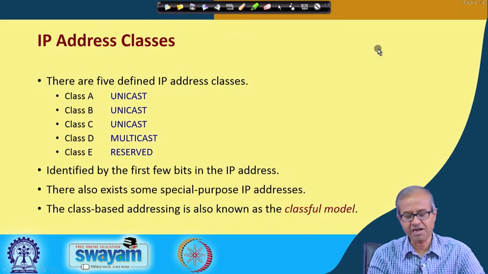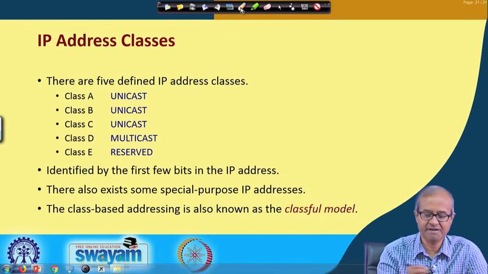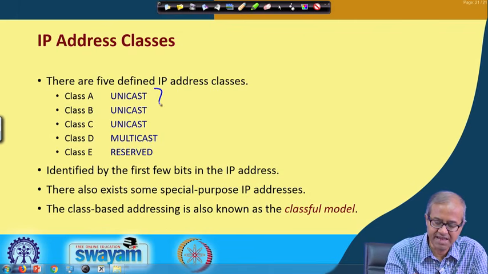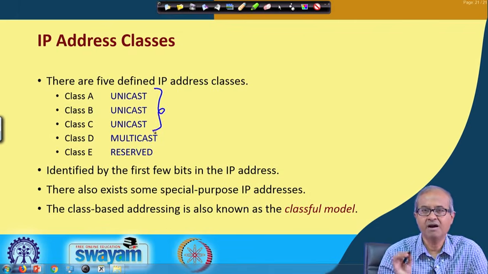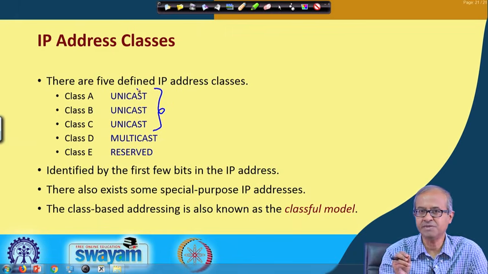Now, talking about the IP address classes, there are 5 defined IP address classes where class A, B, C are used to assign addresses to individual computers. They are called unicast addresses. Unicast means address of a single node.